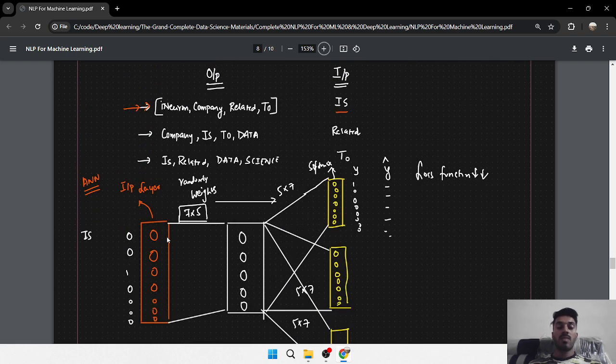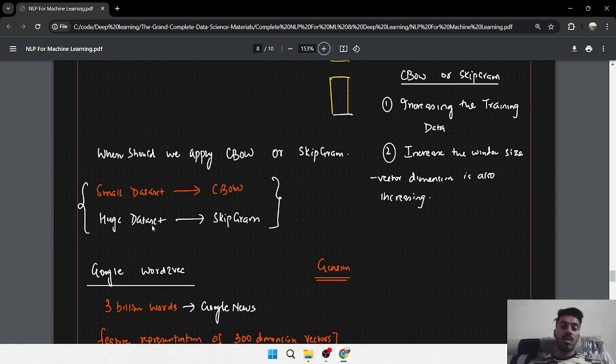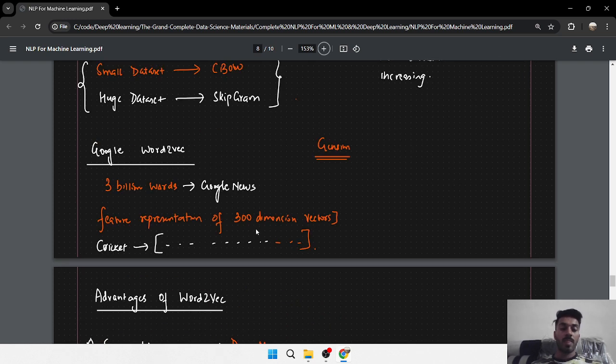Basically, skip-gram is the opposite of continuous bag of words: our output becomes the input and the input becomes the output. So our input will be a very small number, which is why, if you have a huge dataset, we can apply skip-gram.